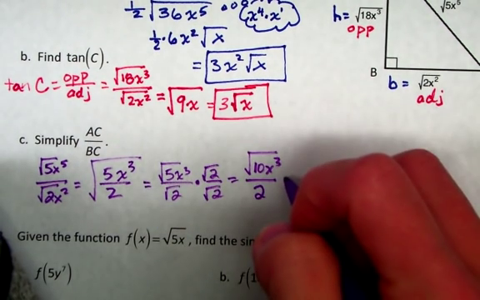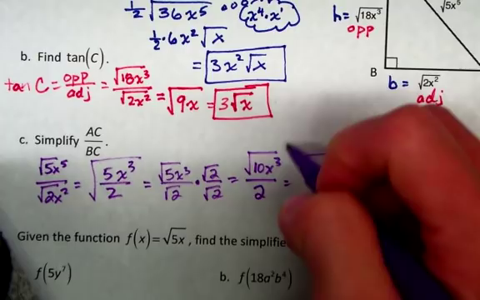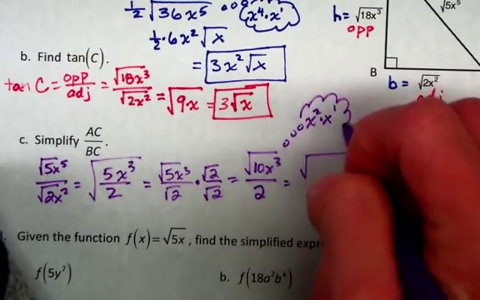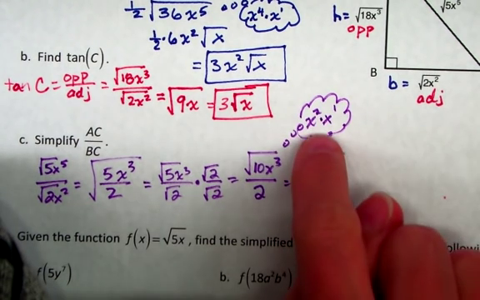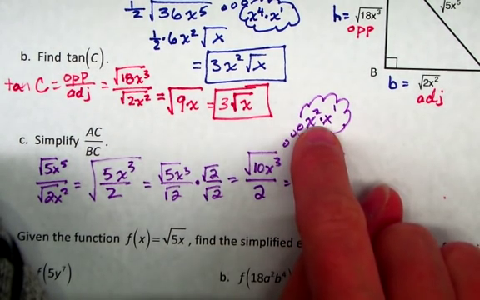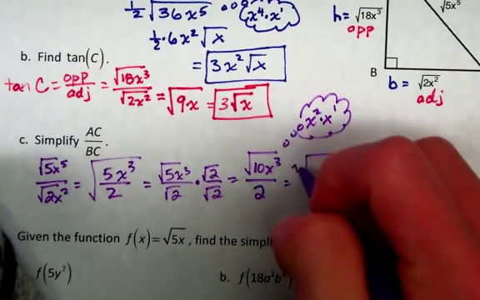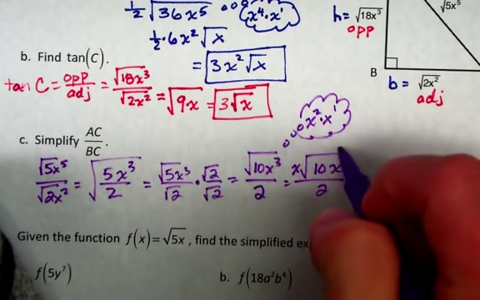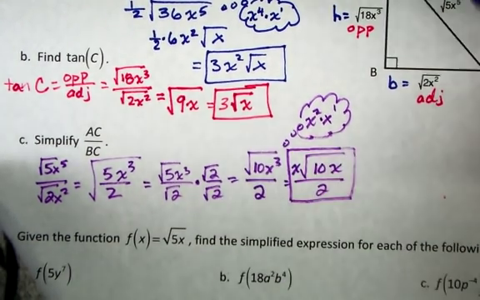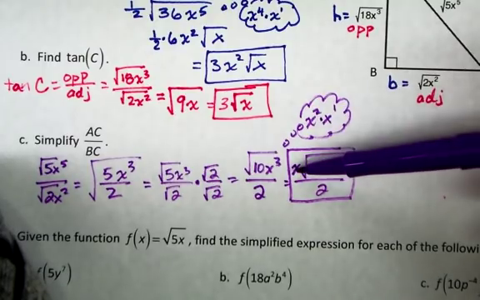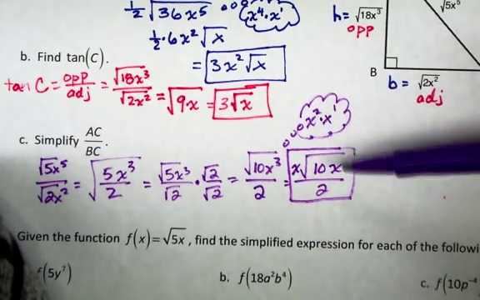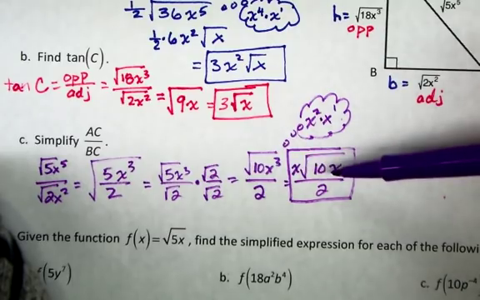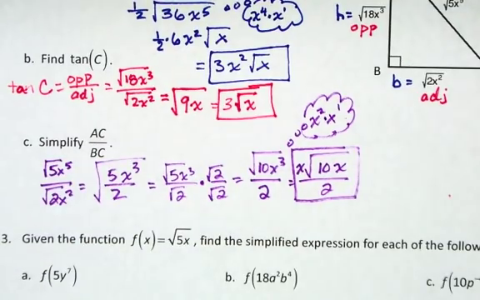X cubed is the same thing as x squared times x to the 1st. So when I take the perfect square, or when I take the square root of x squared, then I'm going to get an x on the outside. I have 10x left over on the inside and a 2. Okay, so the square root of x squared is this x. Then I have this x left over that stays on the inside because I can't take the square root of that. The 10 has to stay, and then the 2 was rationalized.